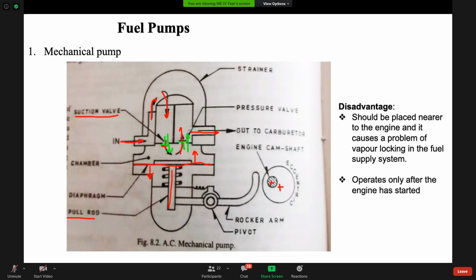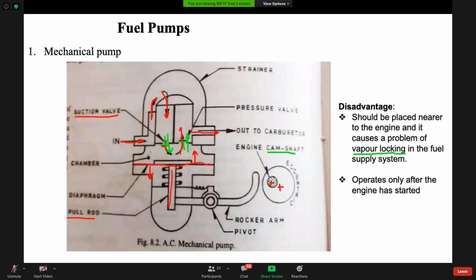Here you can see two disadvantages are also written. It should be placed near the engine, and it can sometimes cause a problem of vapor locking, since these are all metallic components near the engine. Once it is heated, and we all know that petrol is very volatile, it can create some vapors in your fuel line, so it can cause vapor locking of the fuel. The second disadvantage is that it can operate only after the engine has started. Since it is connected to the camshaft of the engine, only once the engine is started will it work.